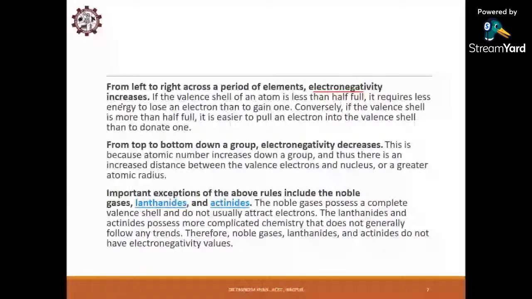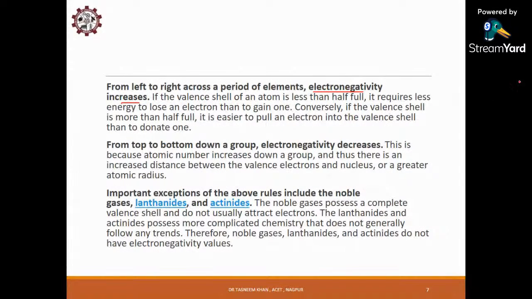I just told you this now. So if the valence shell of an atom is less than half full, it requires less energy to lose an electron than to gain one.